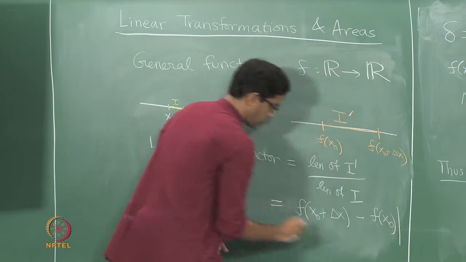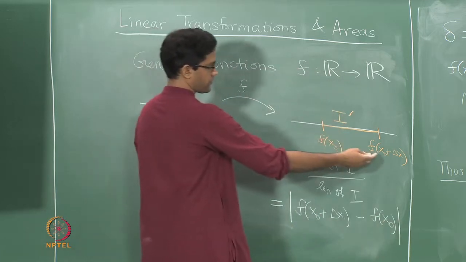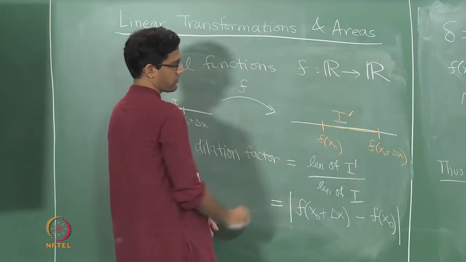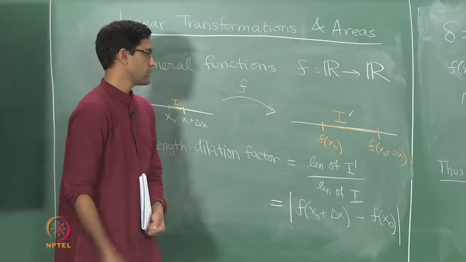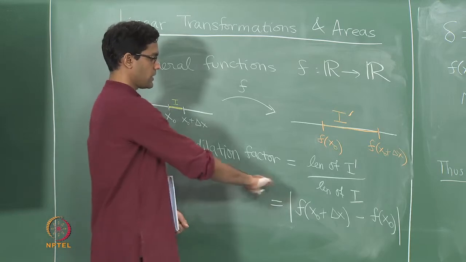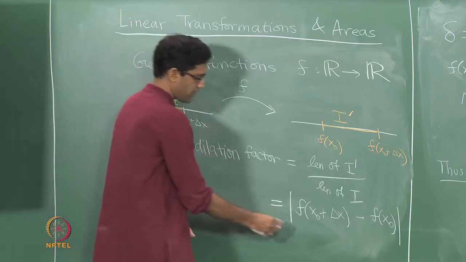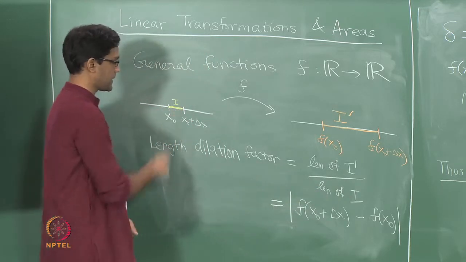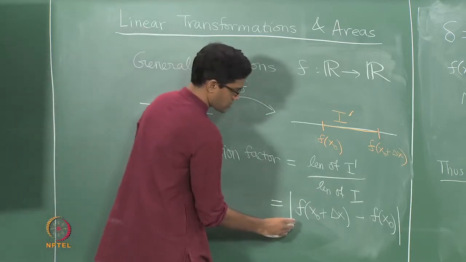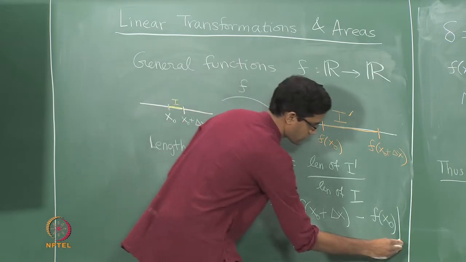Well, actually I should put modulus, because I do not know f of x0 plus delta x could be to the left of f of x0. In my diagram I have drawn it to the right, but I do not know which way it lies. So it is the absolute value of this difference divided by the length of I. The length of I is exactly delta x. Delta x is anyway positive, so I can just put it within the modulus.